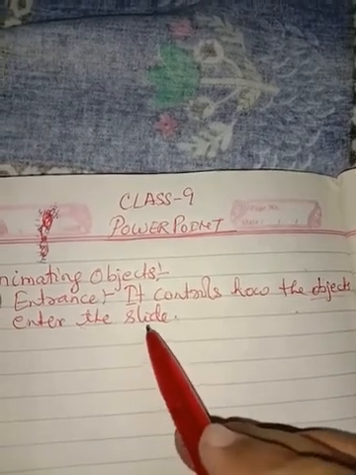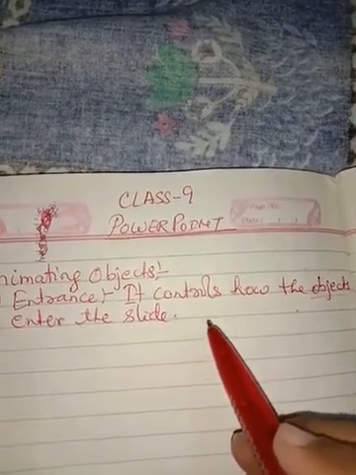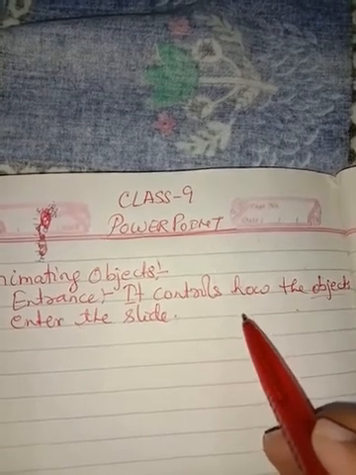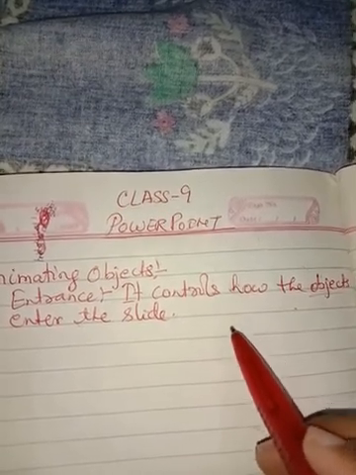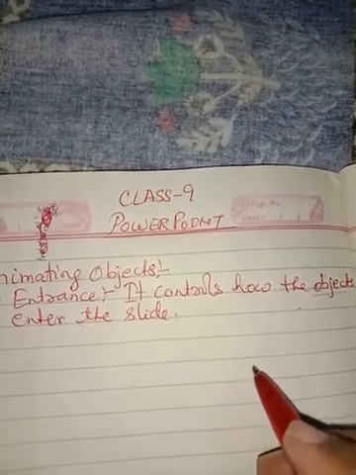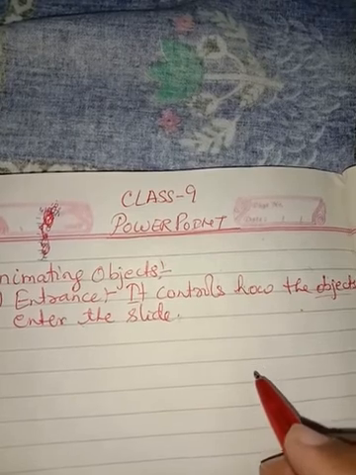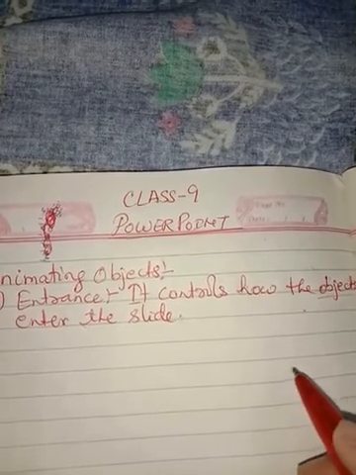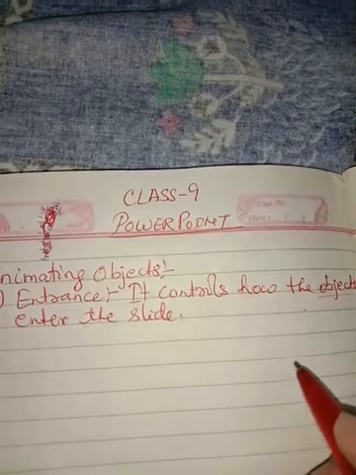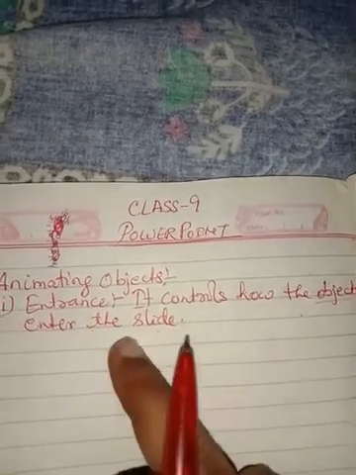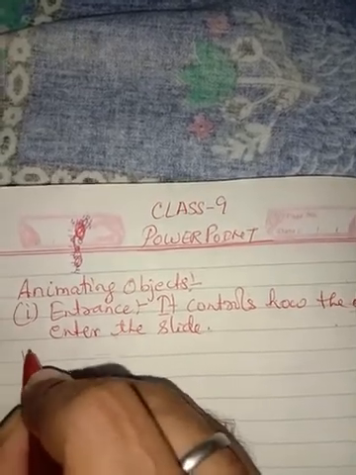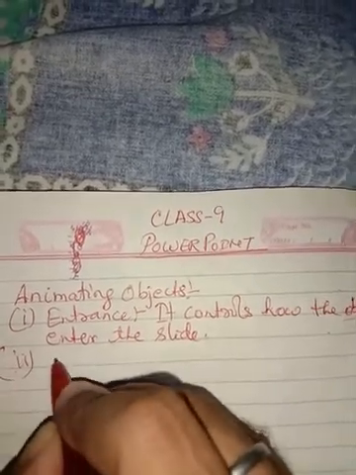So here we have different types of animation effects like appear, fade, fly in, float in, split, wipe, shape, wheel, random bars, grow and turn, zoom, swivel, bounce. These are the different types of entrance animations. The next type of animation that we have is emphasis.